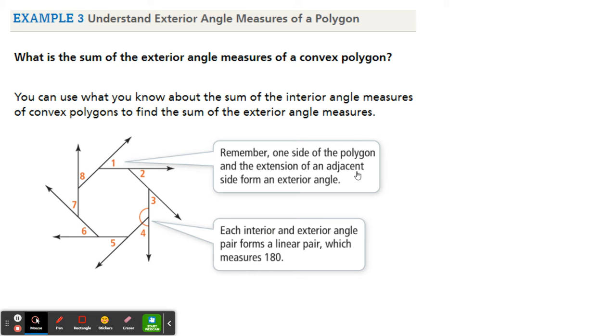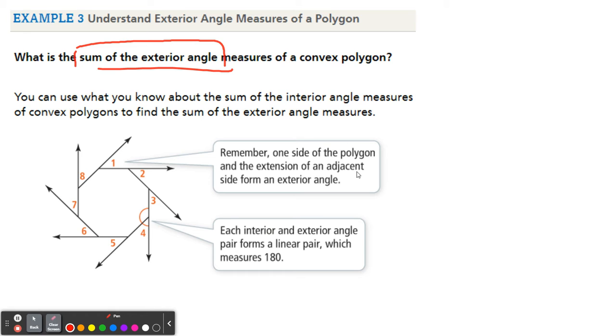So we want to take a look at this. This would be an octagon, right? And we ask ourselves, okay, what are these 8 angles on the outside, right? The exterior angles, again, made by the extension of a side and the side of the polygon. What are they going to add up to?